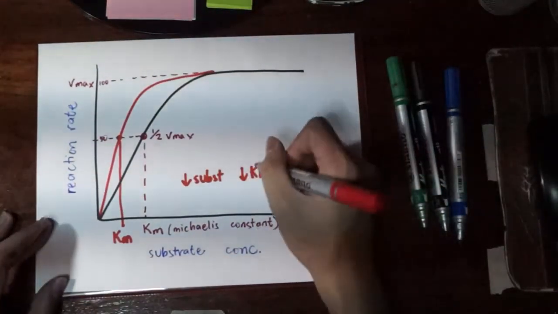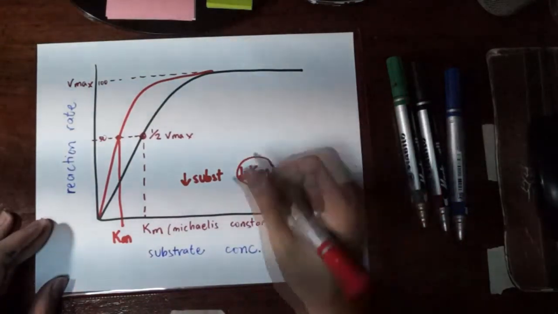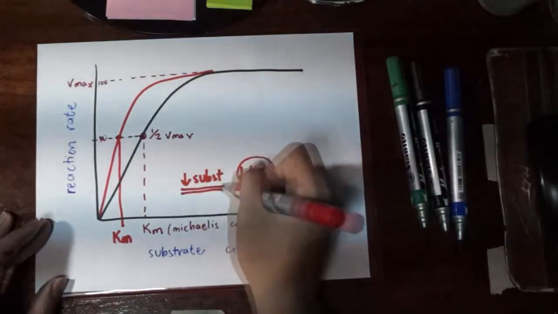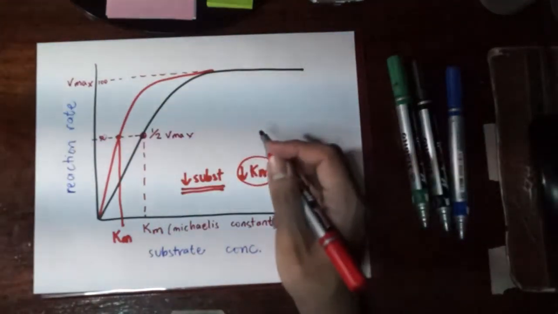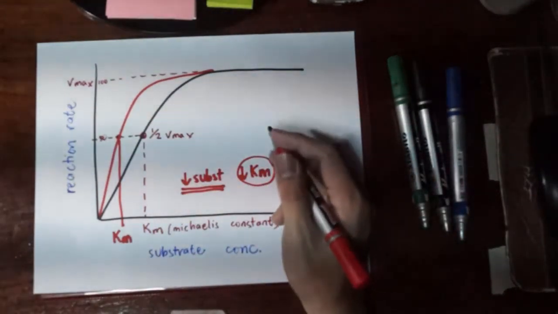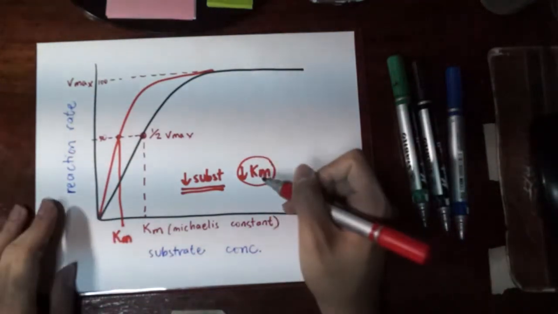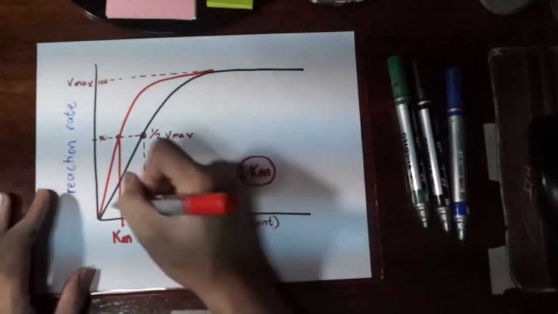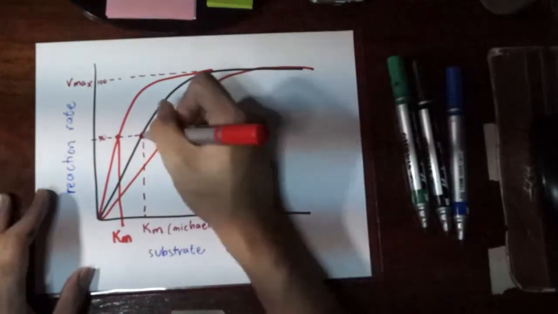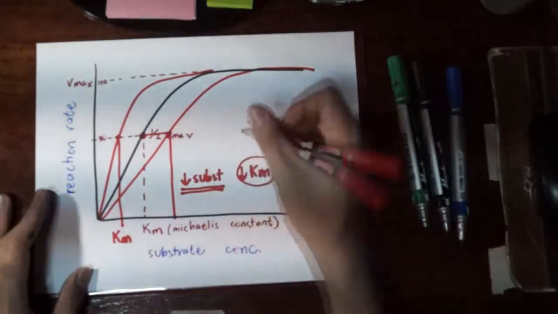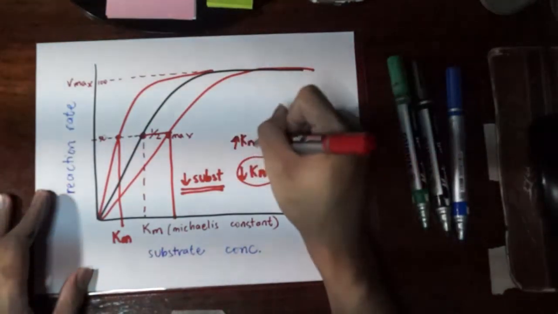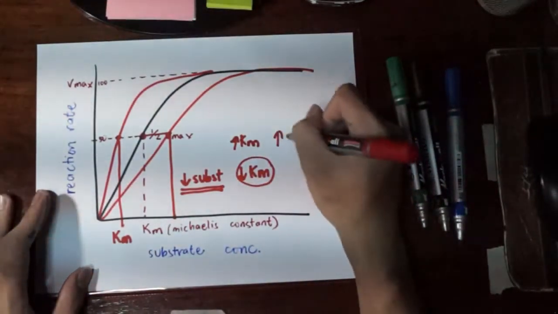So in short, if you have a low Km, then you should assume that you need just a smaller amount of substrate to reach the same velocity. That means the reaction is supposed to be faster if you have a lower Km. And correspondingly, if you have something like this, and the 1/2 Vmax is located here, you get a higher Km with higher amounts of substrate.